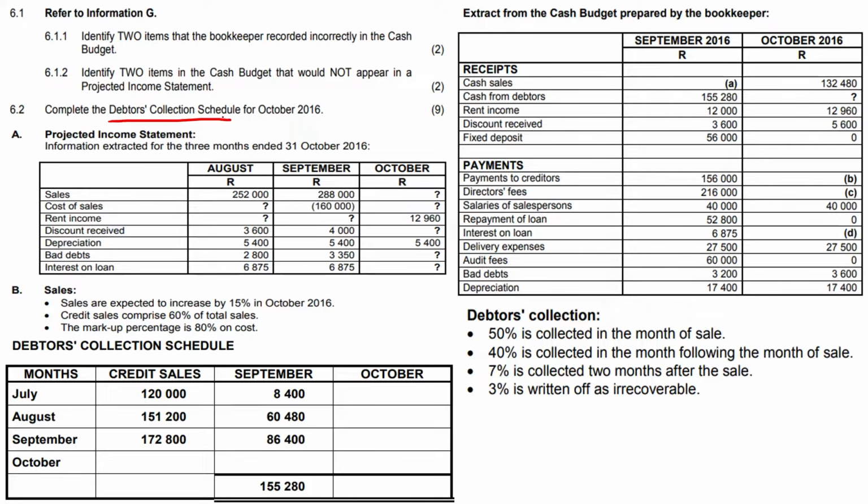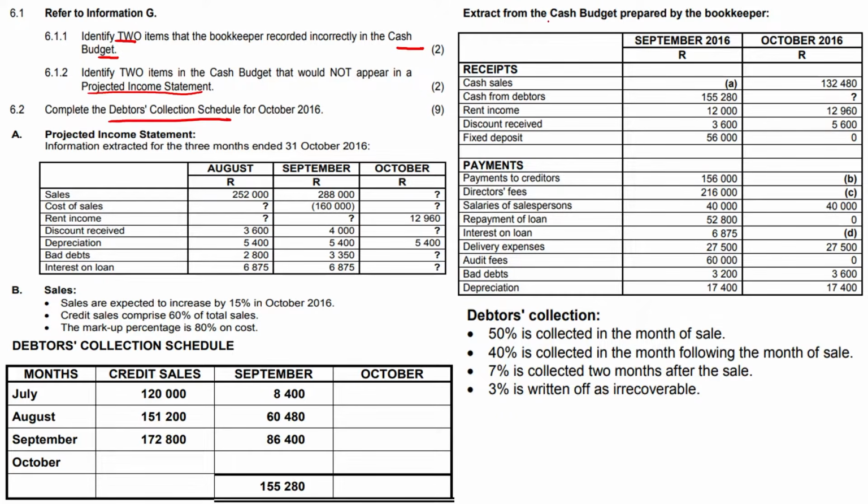So let us take a look at our debtors collection schedule. But before that, just some more basic theory. Remember, guys, I love this idea of holistic education. So this is not an entire budgeting question. It is a debtors collection schedule, but these are two interesting questions, just so you guys have a better grip of the cash budget, what goes in and what doesn't, as well as some level of understanding of the projected income statement too. So 6.1.1, identify 2 items that the bookkeeper recorded incorrectly in the cash budget.